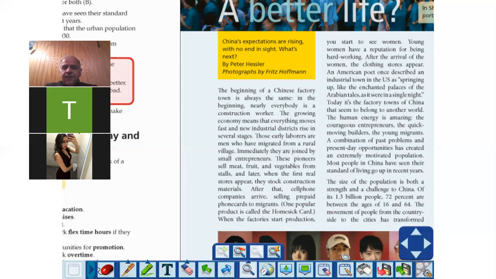And then when the factories start production, women come. Young women have a reputation for being hardworking. They usually say that women are more hardworking than men. Do you agree with that?